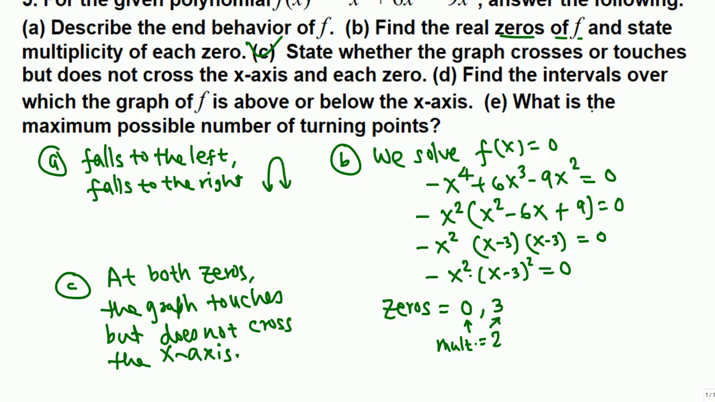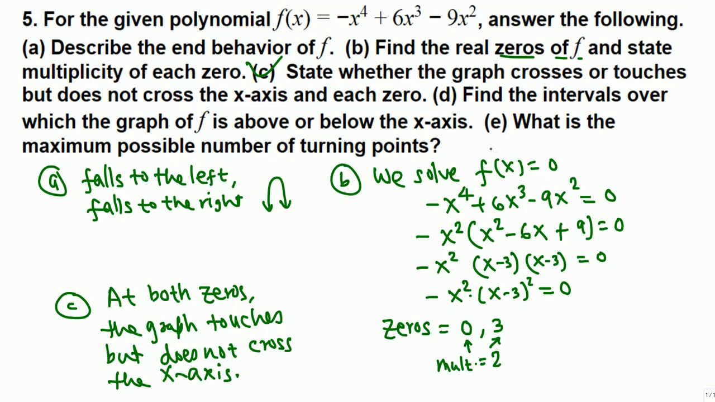Okay, that's C. Now find the intervals over which the graph of f is above or below the x-axis, and what is the maximum possible number of turning points. So we can answer this easily. Maximum possible number of turning points for this polynomial: what is the degree of this polynomial? Degree is 4. That's the highest exponent. That means 4 minus 1, 3. So the number of turning points is 3. Because the degree is 4, we can have at most 3 turning points.